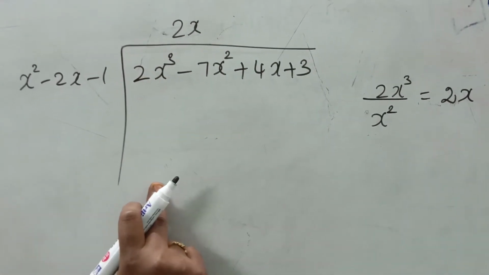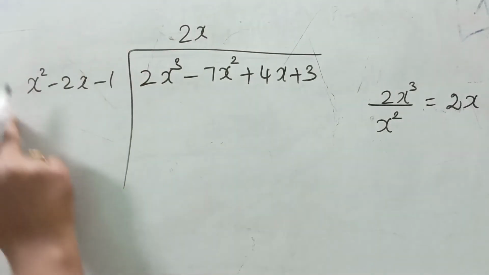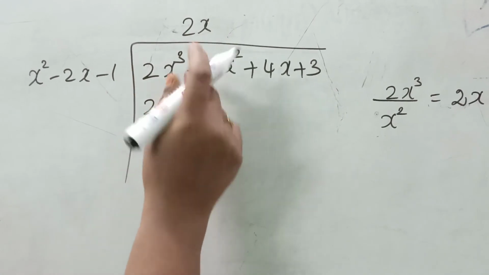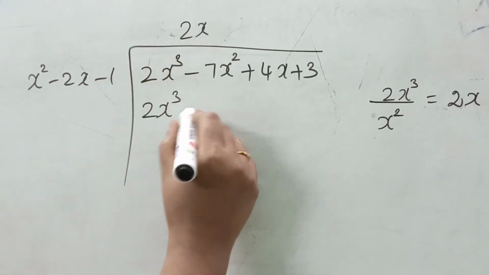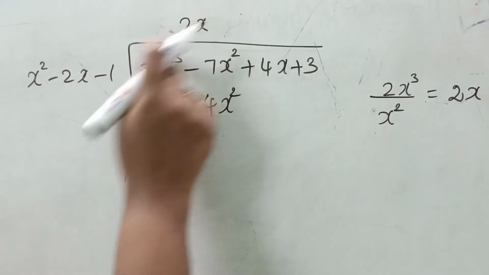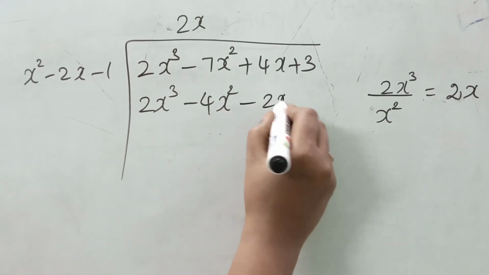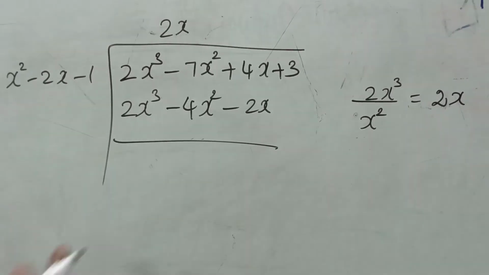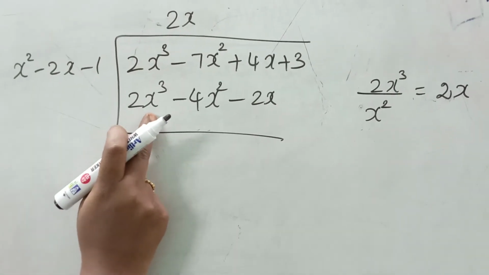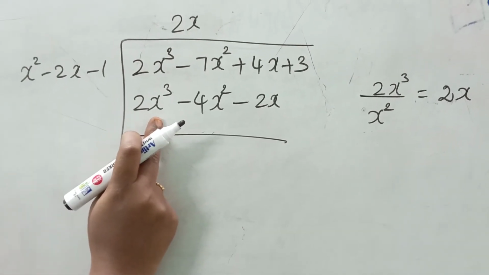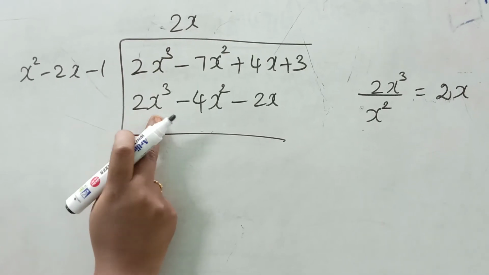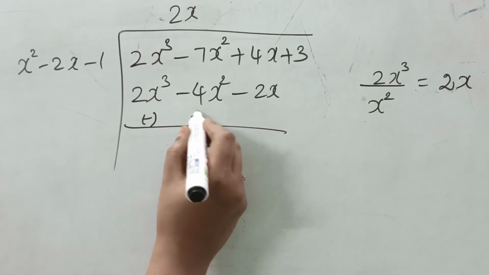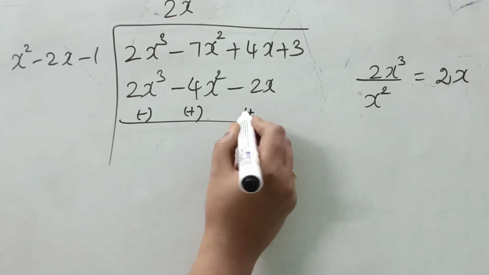Then we are going to multiply 2x by the divisor. 2x into x square, 2x power 3. 2x into minus 2x, minus 4x square. 2x into minus 1, minus 2x. We are going to subtract the polynomial. Therefore, I am changing the symbol of the second one. 2x cube symbol is plus because there is no symbol; we consider this as a plus number. Plus we change to minus. Minus we change to plus. Minus we change to plus.